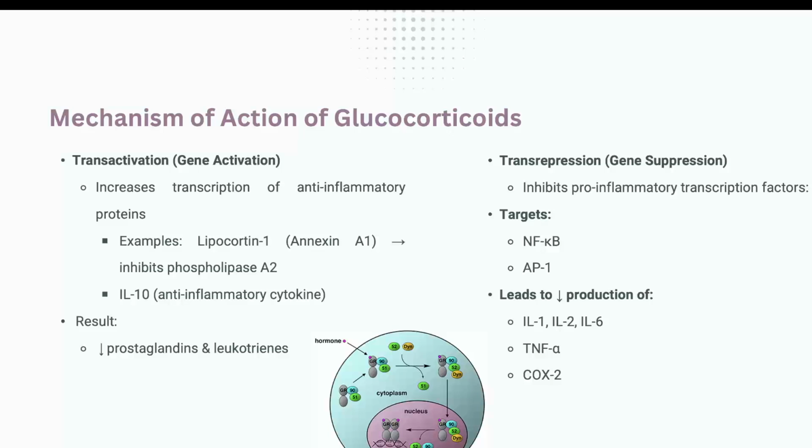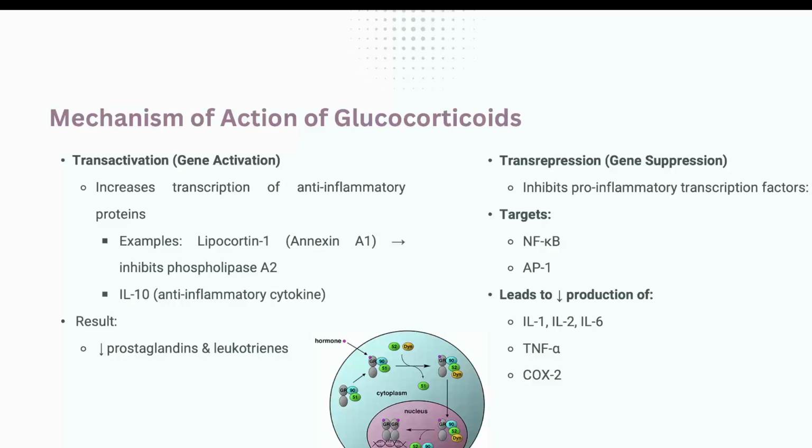Okay. Transactivation leads to increased production of anti-inflammatory proteins, for example annexin A1, which is responsible for inhibiting the production and release of phospholipase A2. So the question is, what is phospholipase A2? If you know it, you are perfect. If you do not know it, it is okay and normal, because we will dive deeply into phospholipase A2 in the lecture on non-steroidal anti-inflammatory drugs.